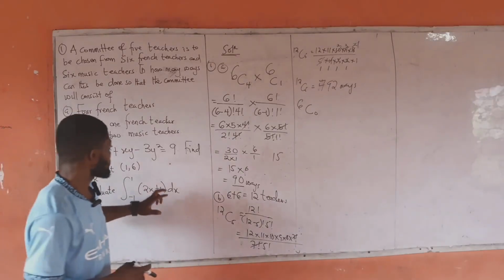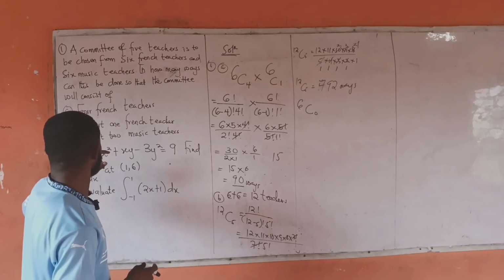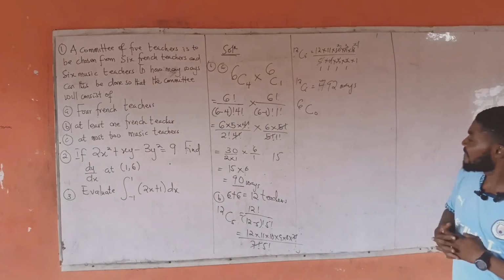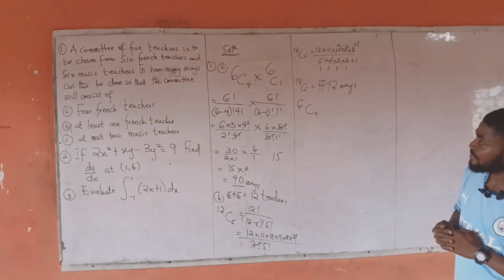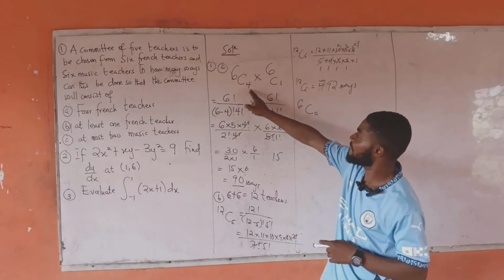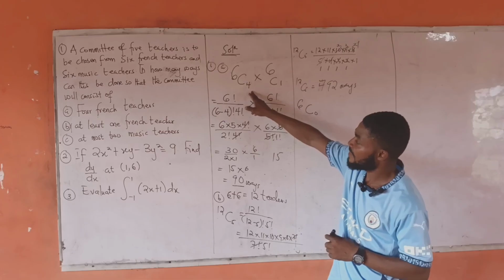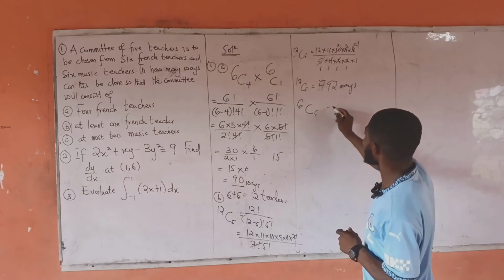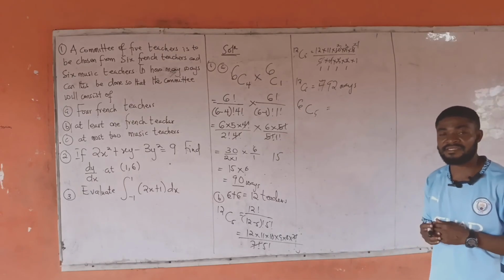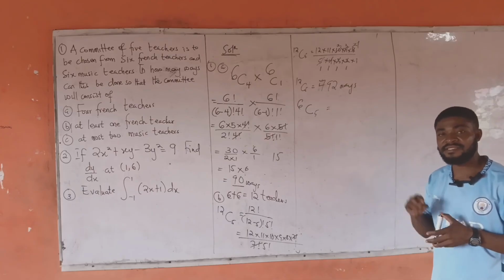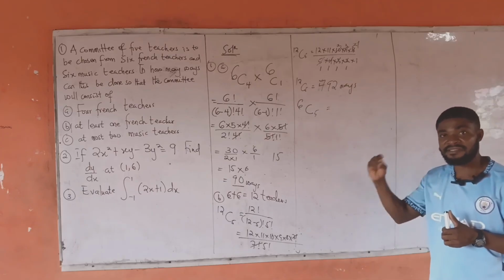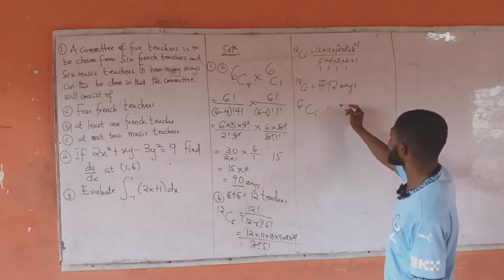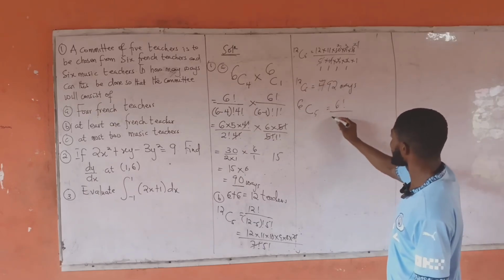Okay, so 6 combination 5 means, so 6 combination 4 means there are 4 different teachers, and then 6 combination 5 means that all of them are French teachers. So if all of them are French teachers, then it means that we have at least a French teacher from beginning to the end. So we have 6 combination 5, which is going to give us 6 factorial.